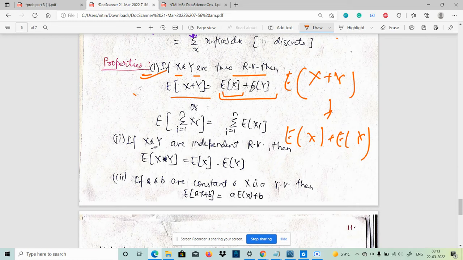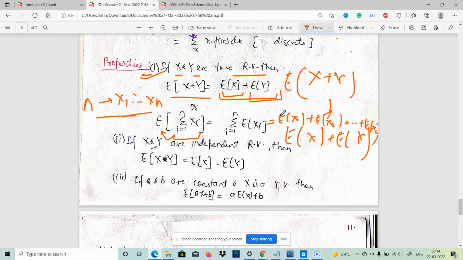Just find the individual expectations and add those individual expectations, and it can be generalized for, let's say, n random variables X1 to Xn. If you want to find the expectation of the summation of n random variables, you just replace it by the summation of all the individual expectations. So essentially this is expectation of X1 plus expectation of X2 plus expectation of Xn. So this particular thing reduces to this particular thing.